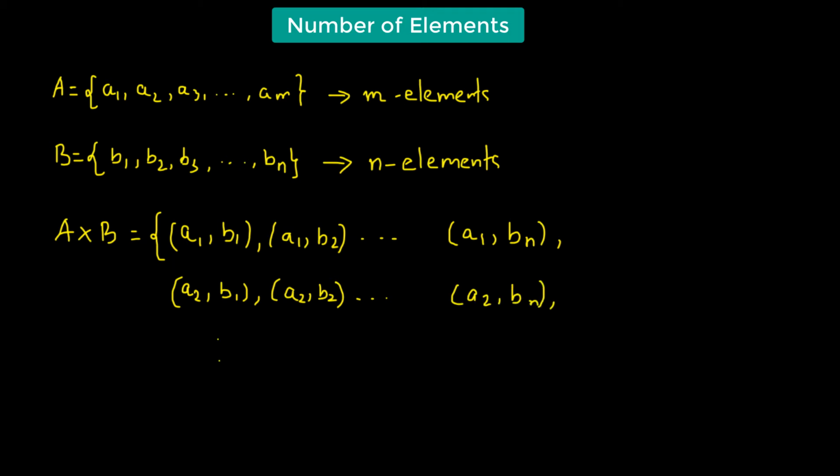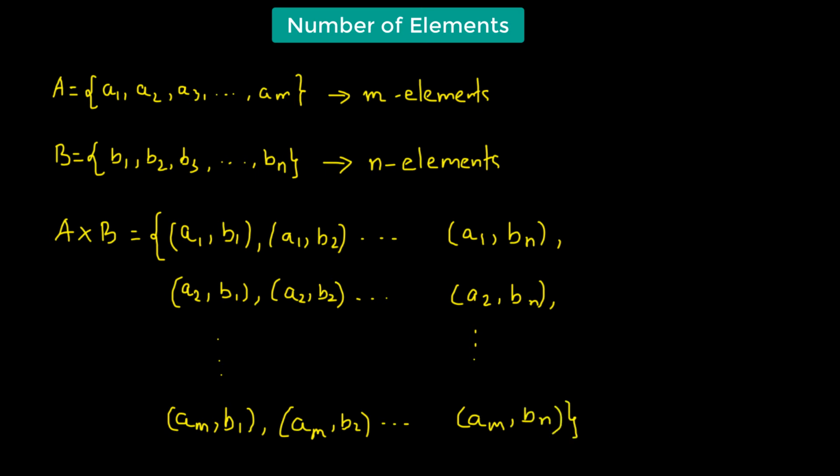When we continue in this particular fashion, then we reach the mth element of set A, so we use it to form the ordered pair with each of the elements of set B. So we have Am B1, Am B2, and the final element will be Am Bn.